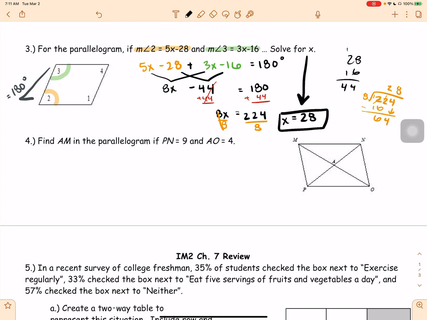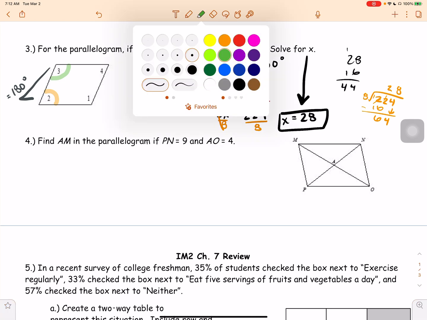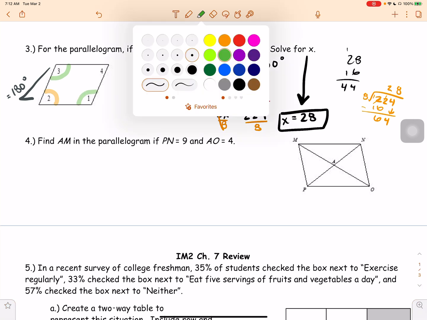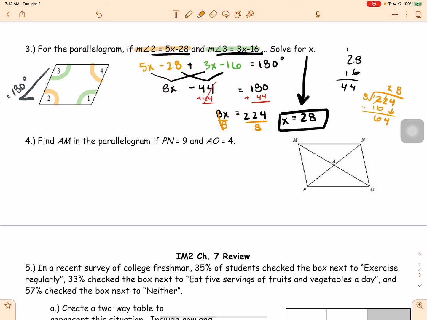Sometimes it would say, all right, so what is the measure? And then you'd have to plug in x back up here into these equations to solve for the actual measurement of the angle. And then if you needed to do that, you should know that angle 3 is equal to angle 1 and angle 2 is equal to angle 4 because they are opposite angles in a parallelogram.